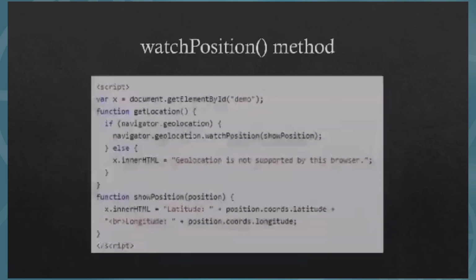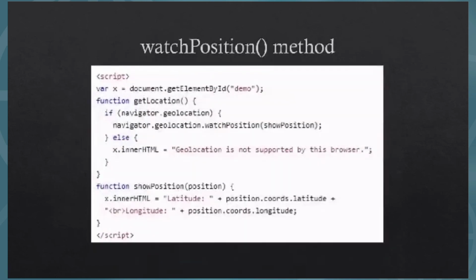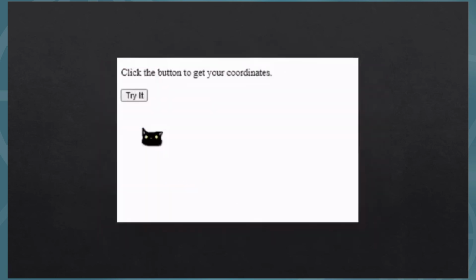This example is the watchPosition method. This example needs an accurate GPS device to test it, like a smartphone. And the output of this code is this. By clicking the Try It button, you'll see the latitude and the longitude.